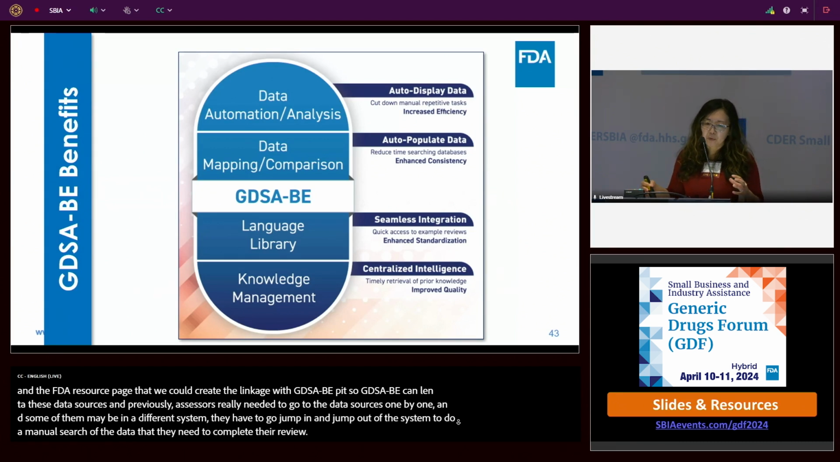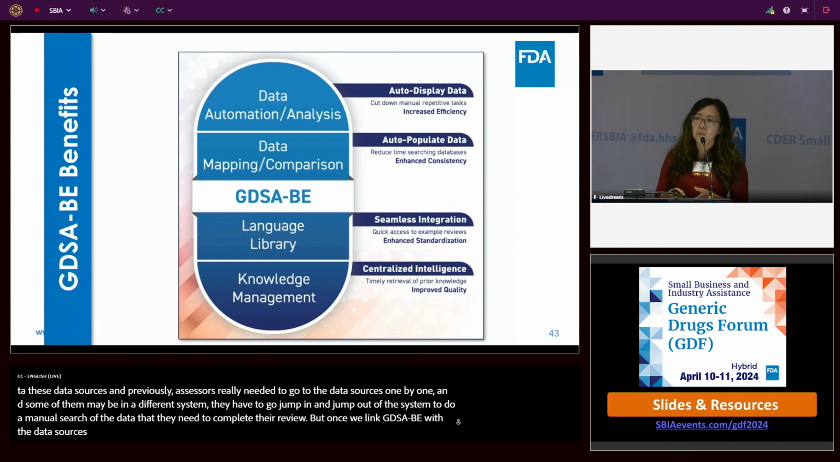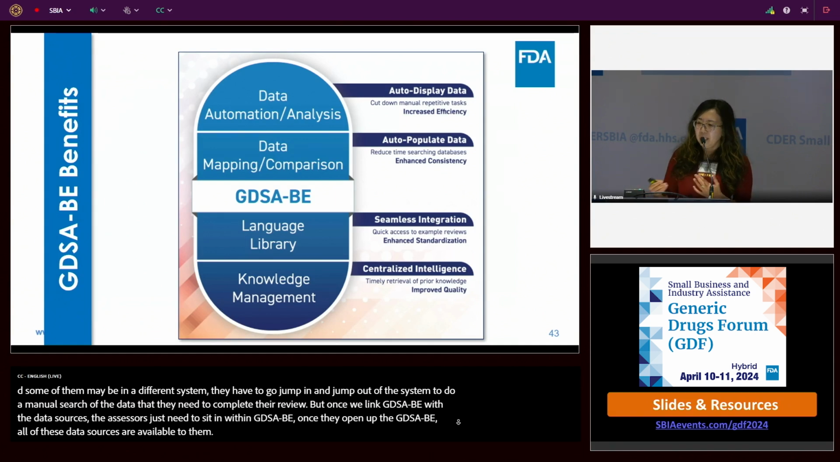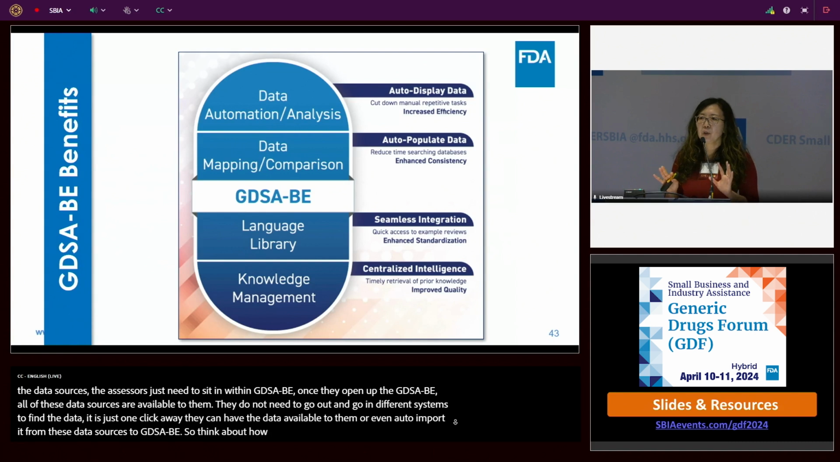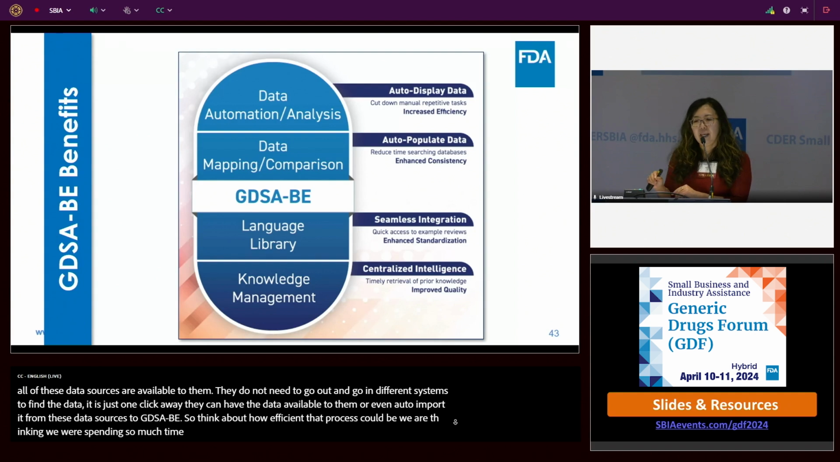But once we link GDSA-BE with these data sources, the assessors just need to stay within GDSA-BE. Once they open GDSA-BE, all of these data sources are available to them. They don't need to go into different systems to find the data. Just one click away, they can have the data available, or even auto-imported from these data sources to GDSA-BE. Think about how efficient that process could be. We are saving a tremendous amount of time that reviewers spend searching databases and data sources, and we also allow a higher level of standardization and consistency for our review process.